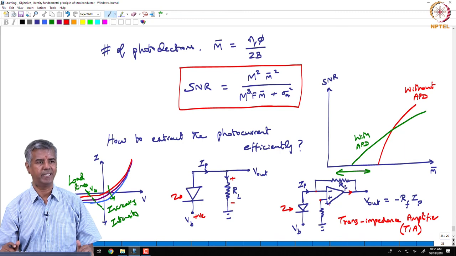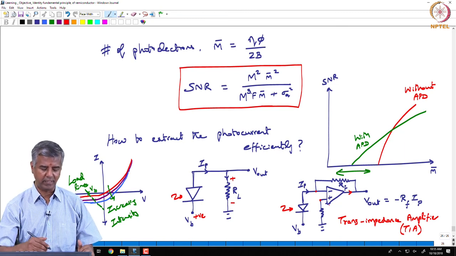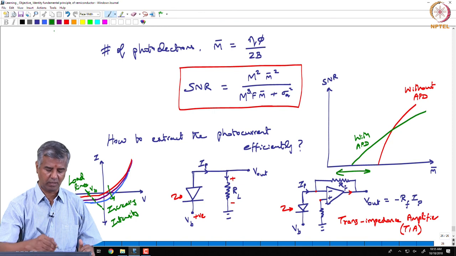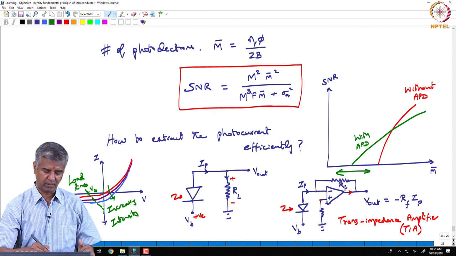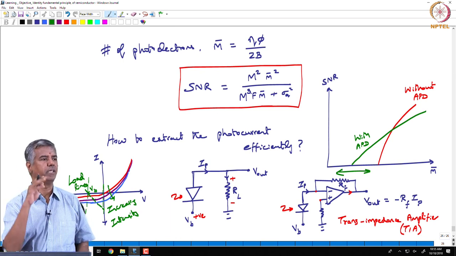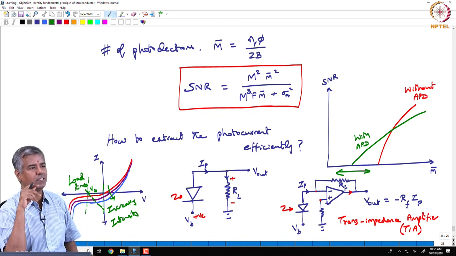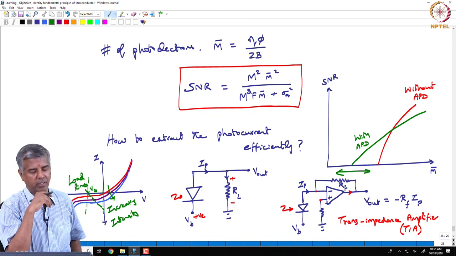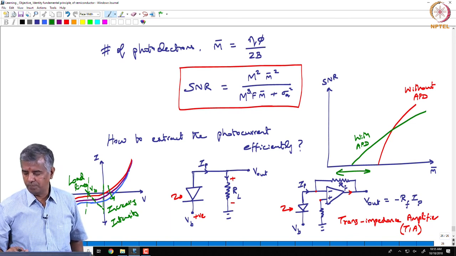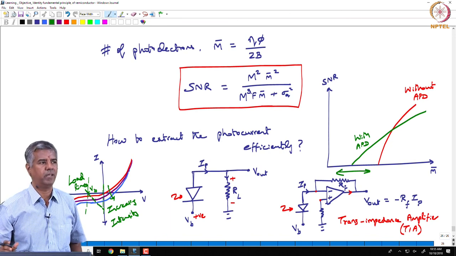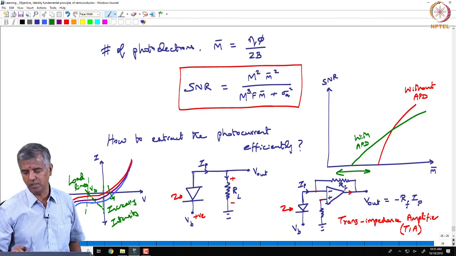Okay, so in this sort of a case, you do not have a loading like this. Instead, your load line will be like this, or if you keep a bias, it will be like this. It will be just a vertical line. So you're not compromising your bias while you are extracting more photocurrent. So, in most of these conventional applications, you use a transimpedance amplifier as the way of extracting photocurrent and converting it to an external signal.